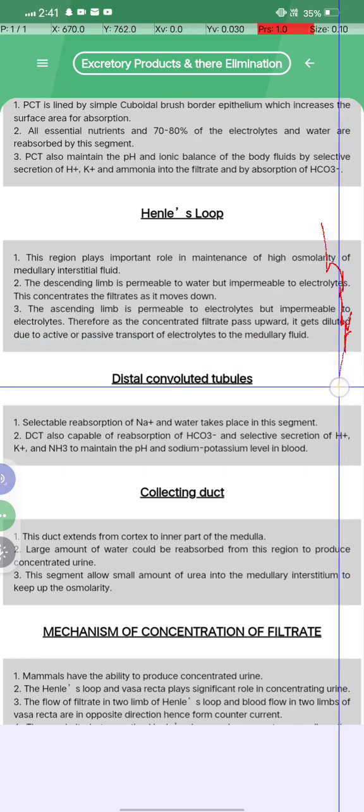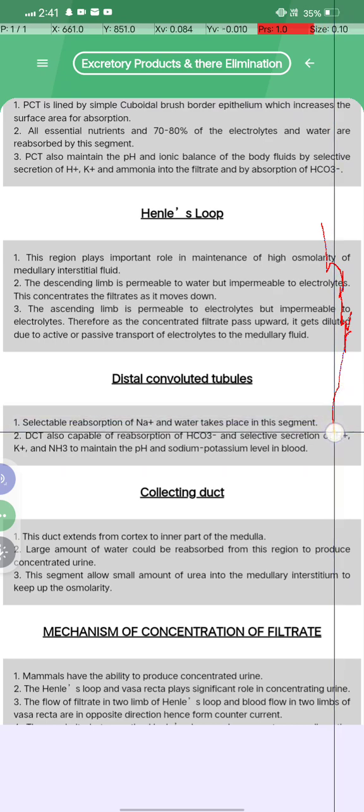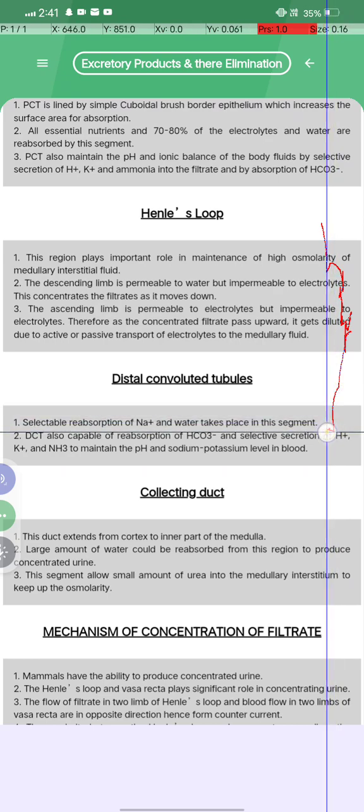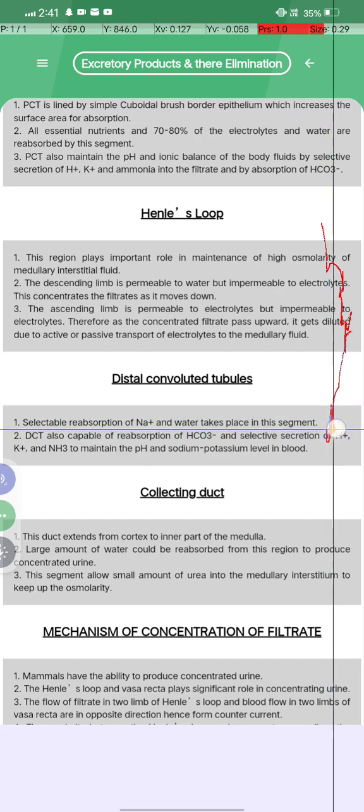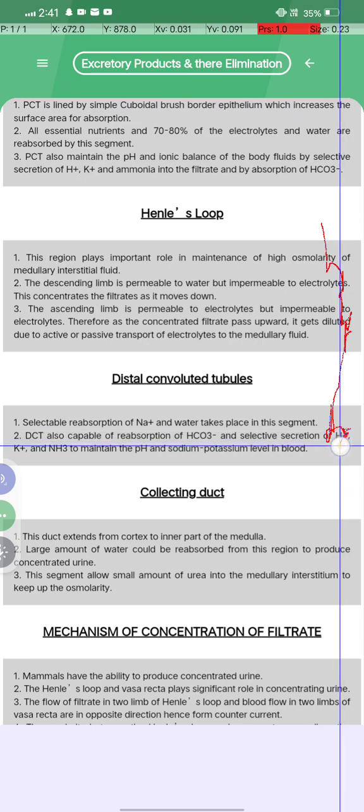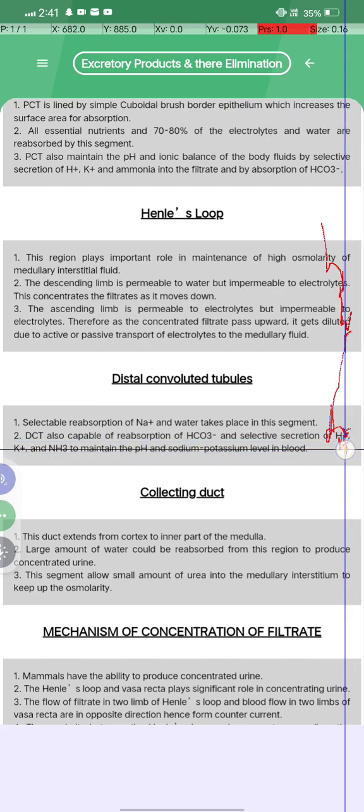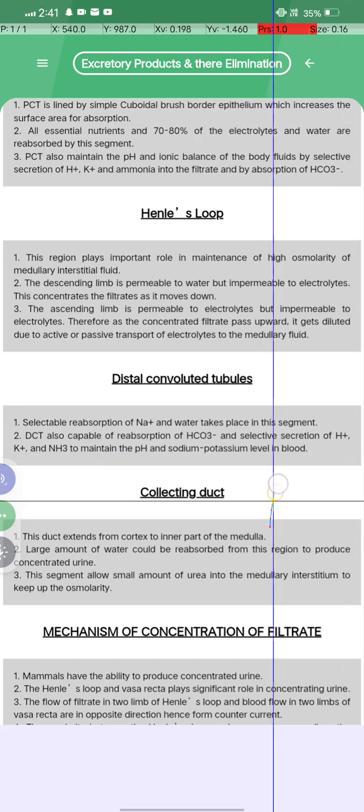Distal convoluted tubule, selective reabsorption. Reabsorption of sodium ions and water takes place in this segment. DCT is also capable of reabsorption of HCO3, bicarbonate, and selective secretion of hydrogen ions, potassium ions, and NH3, ammonia, to maintain the pH and sodium-potassium level in the blood.